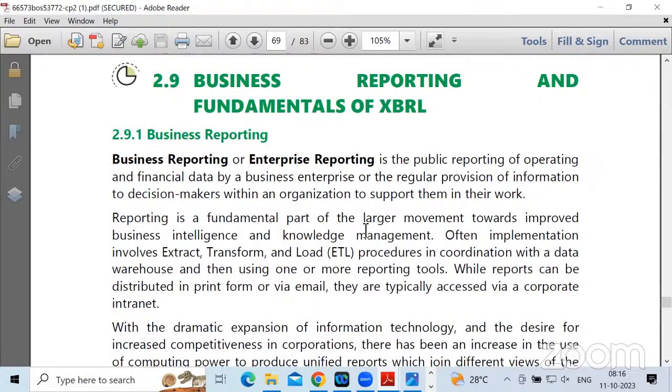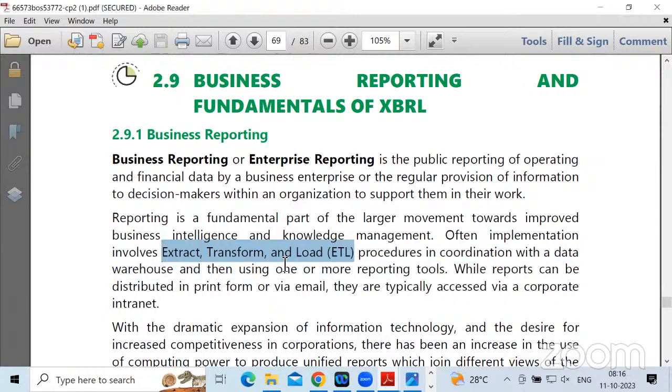Similarly, they set a standardized format. So the business report has to be presented in the XBRL format only, Extensible Business Reporting Language format. They developed something called a language, that is considered to be XBRL. They follow ETL. What is ETL? Extract, transform, load, in MCQ. Extract first, transform second, load third.